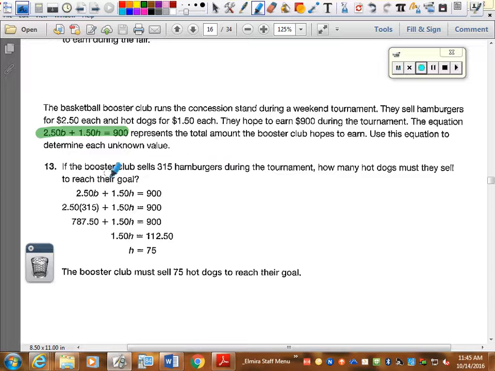So basically, guys, they're giving you a number to sub in, and you just have to sub it in for the right letter and then solve for the other one. So if the booster club sells 315 hamburgers during the tournament, how many hot dogs must they sell? Let's go actually on to 14.